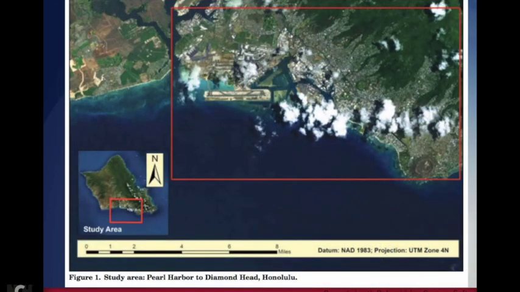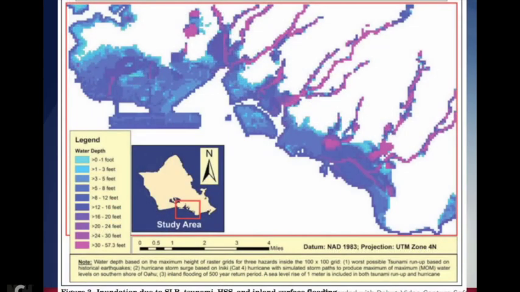Let's take a look. Oahu is the study area, and in particular, it's the Honolulu area from Pearl Harbor on the west to Diamond Head on the east. This is the Honolulu metropolitan area. So what they did was they took the worst possible inundation area due to sea level rise, tsunami, hurricane storm surge, and inland surface flooding.